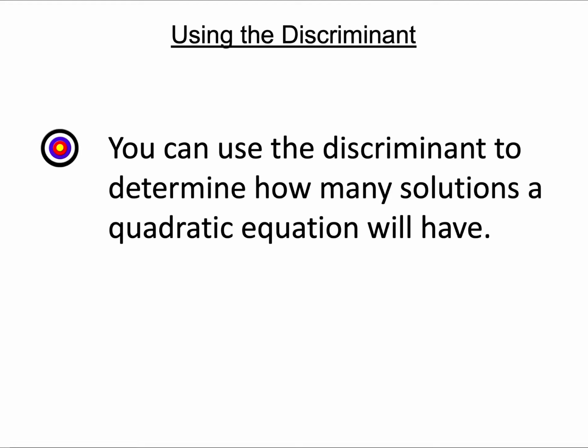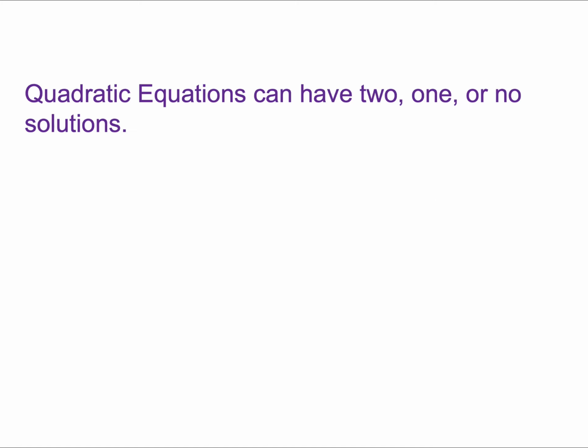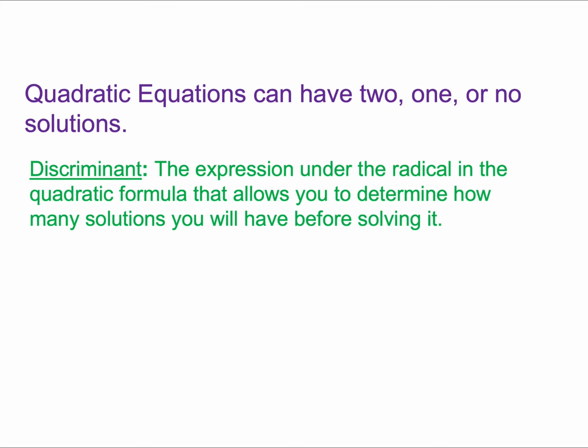Discriminant. You can use the discriminant to determine how many solutions a quadratic equation will have. Quadratic equations can have 2, 1, or no solutions. The discriminant is the expression under the radical in the quadratic formula that allows you to determine how many solutions you will have before solving it.